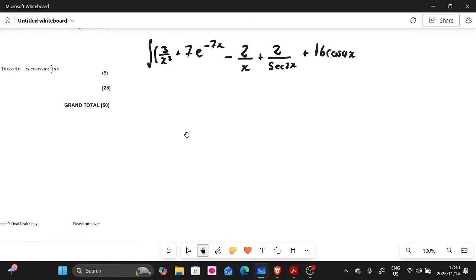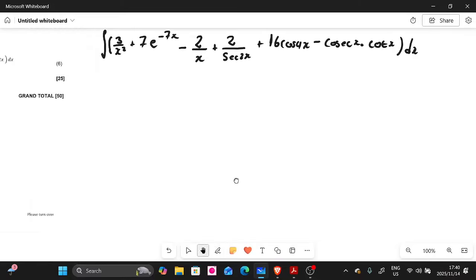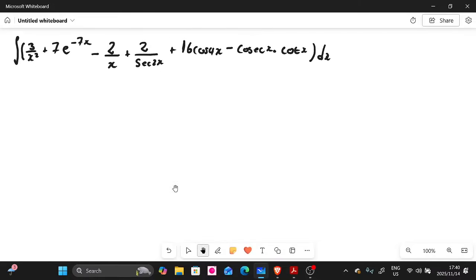All right, then let's do the last one. The last one we have negative cosec x multiplied by cot x. There we go. I hope you guys can see. Then multiplied by dx. So we're actually integrating with respect to x, guys. So I'm going to put it here. I hope you can see.